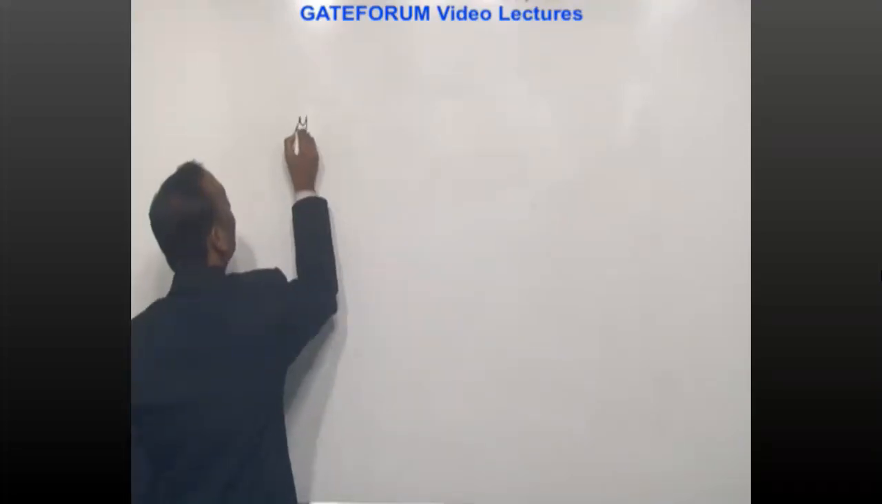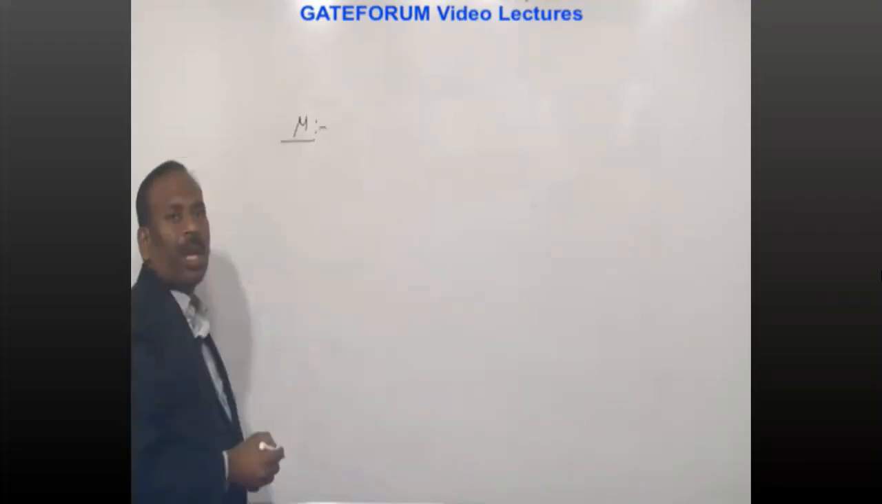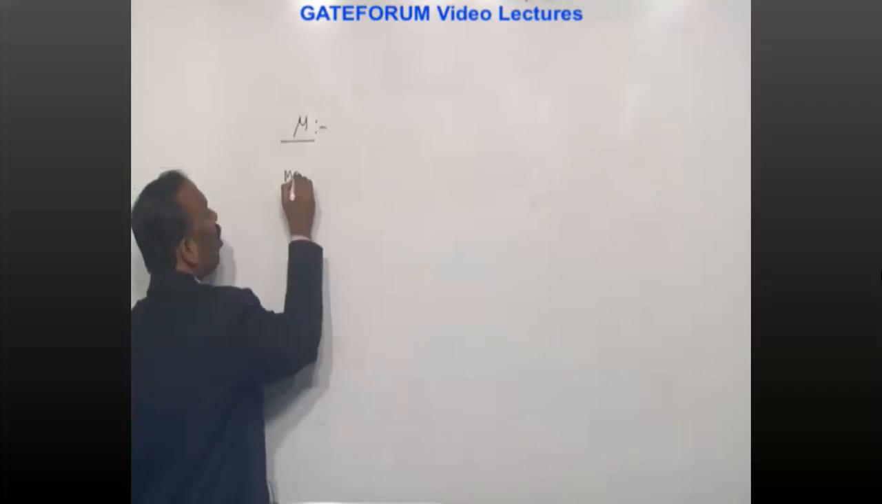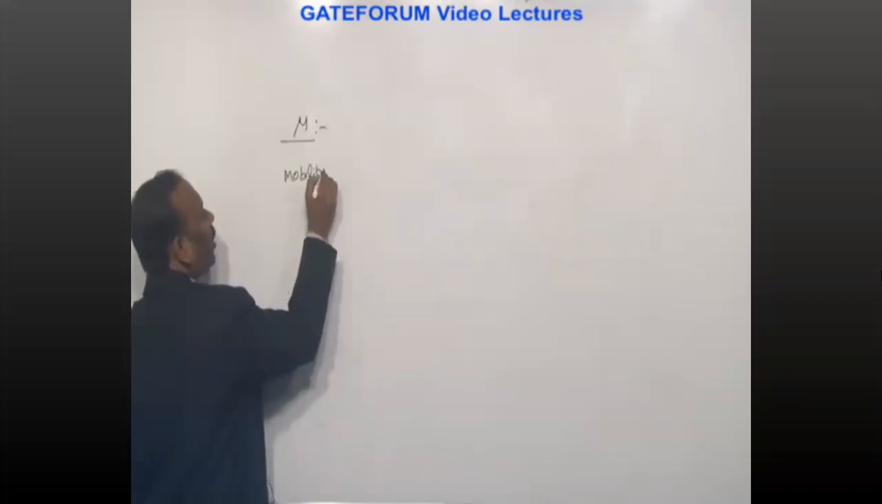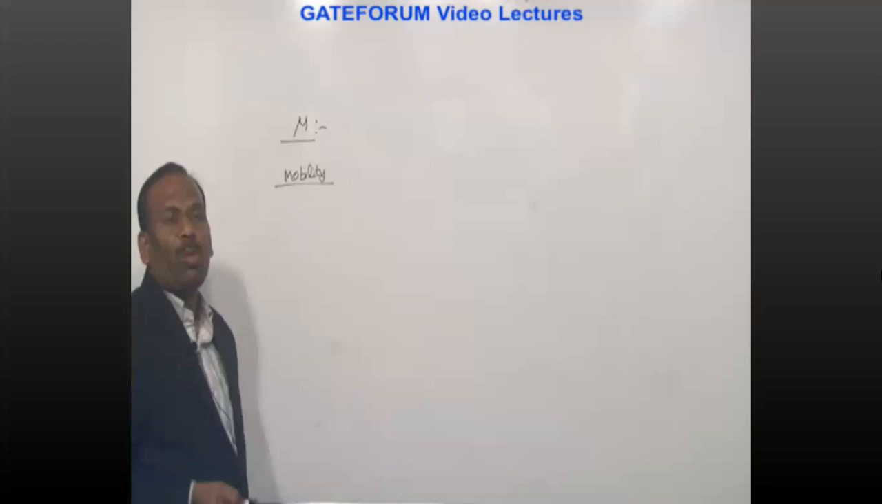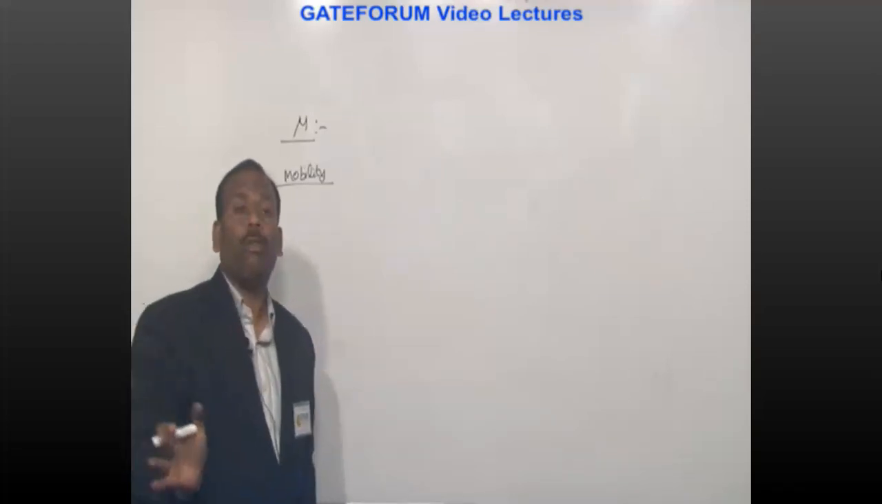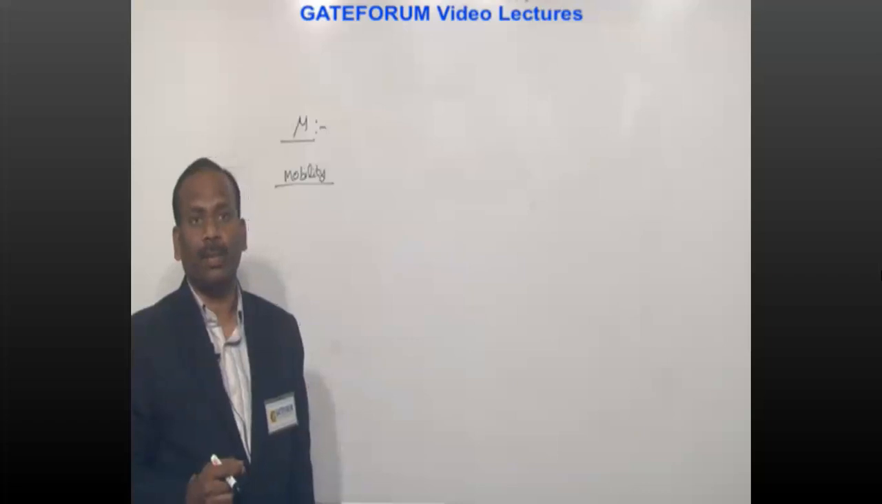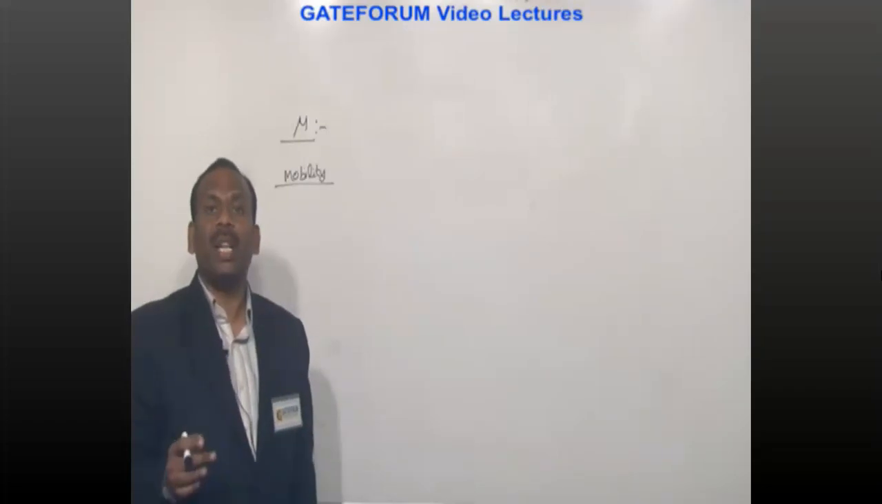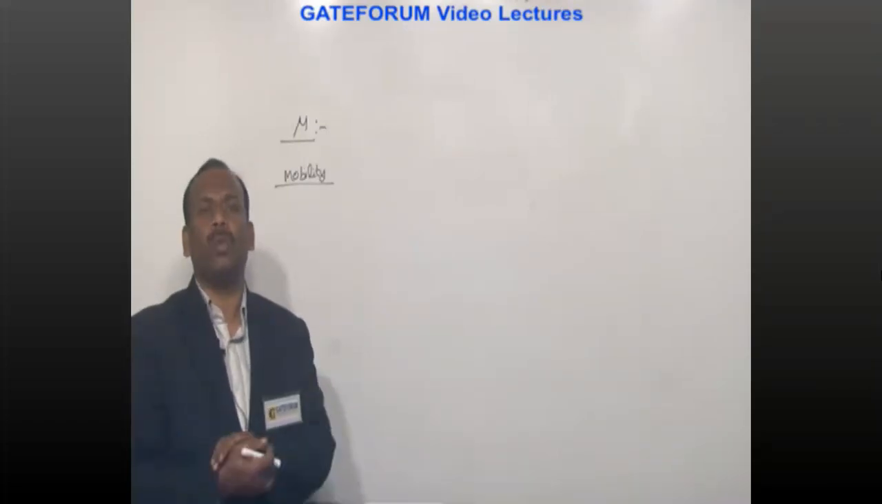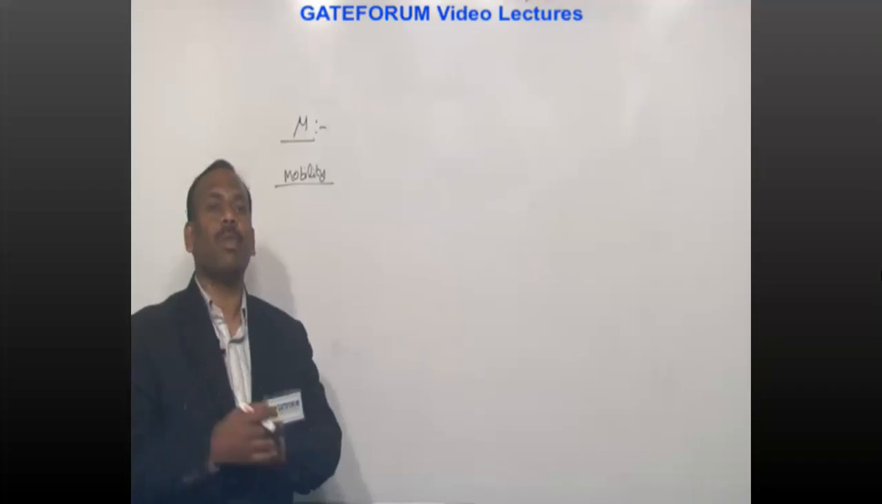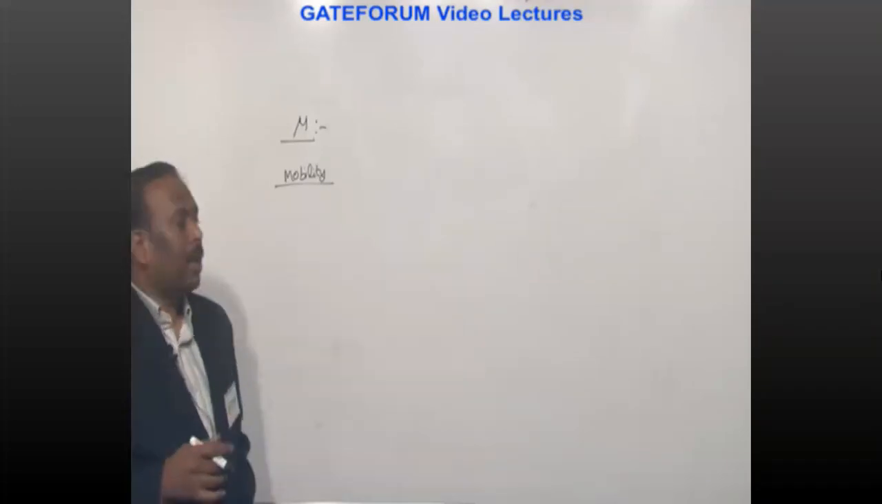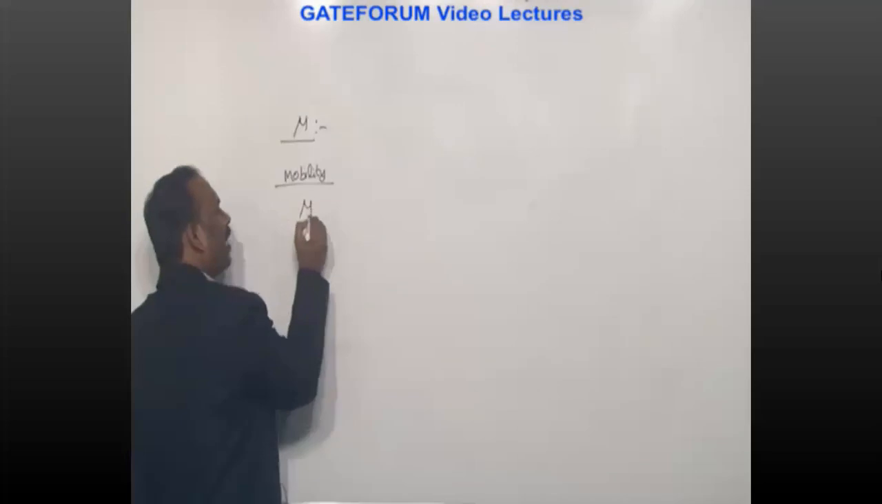Now what is this mu? Mu is called mobility. Now what is the meaning of mobility? How freely the electron or hole is moving. Mu n, mobility of electron, is how freely the electron is moving. Mu p, mobility of hole, is how freely the hole is moving. Now whether this mu n and mu p are the same or different.